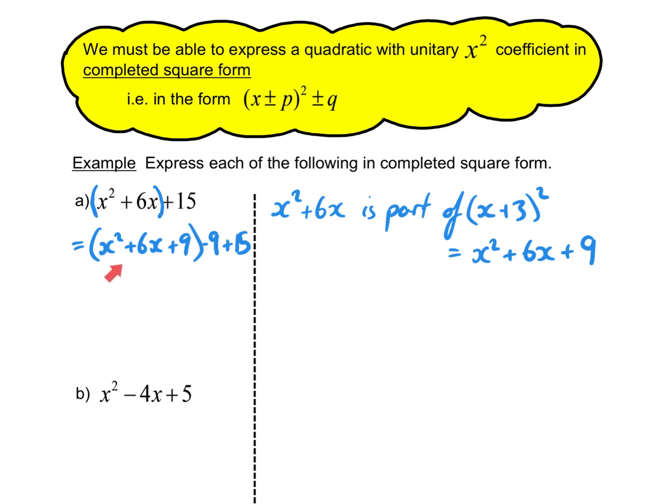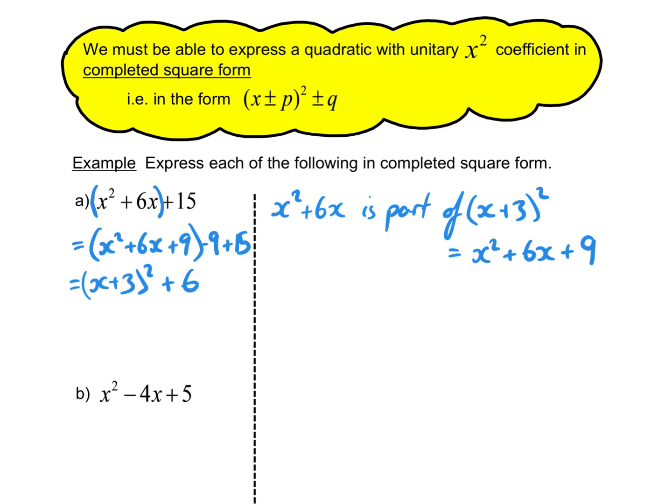Now, what's in the bracket is this square here, which we know is equal to that. So we're going to write that again. So that's x plus 3 all squared. That's the bracket converted back. And then outside the bracket, negative 9 plus 15 is positive 6. So we're just going to simplify that. And now we have it in the form we're looking for. In other words, this form here. We've got x plus a number, all squared, plus another number. So x plus 3 all squared plus 6.